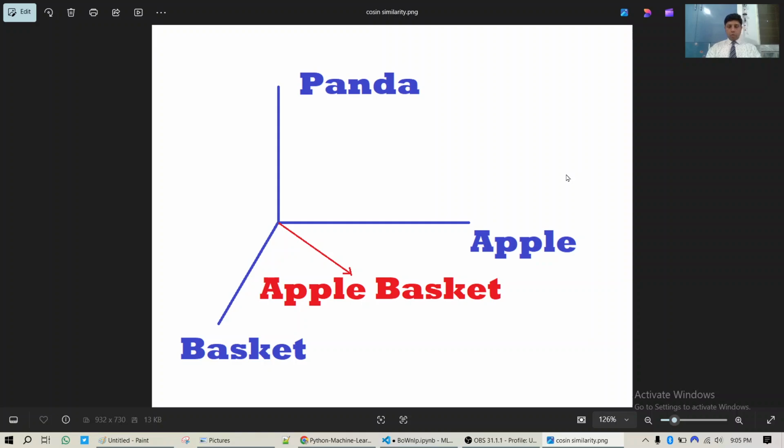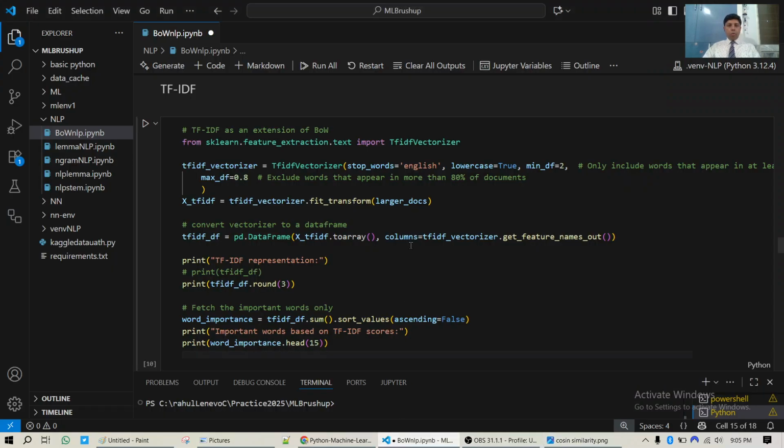This is one example I'm trying to explain, where there is a vector which has an apple as well as basket. So what is the similarity between them? Here, if we see, we have a code here.